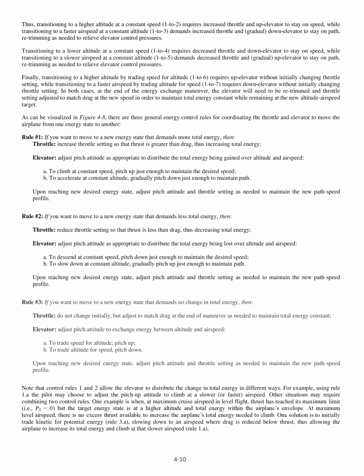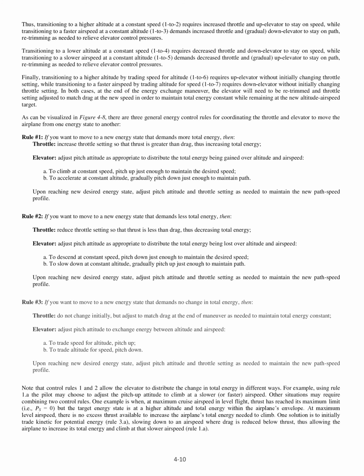Thus, transitioning to a higher altitude at a constant speed, 1 to 2, requires increased throttle and up elevator to stay on speed, while transitioning to a faster airspeed at a constant altitude, 1 to 3, demands increased throttle and gradual down elevator to stay on path, retrimming as needed to relieve elevator control pressures. Transitioning to a lower altitude at a constant speed, 1 to 4, requires decreased throttle and down elevator to stay on speed, while transitioning to a slower airspeed at a constant altitude, 1 to 5, demands decreased throttle and gradual up elevator to stay on path, retrimming as needed to relieve elevator control pressures.